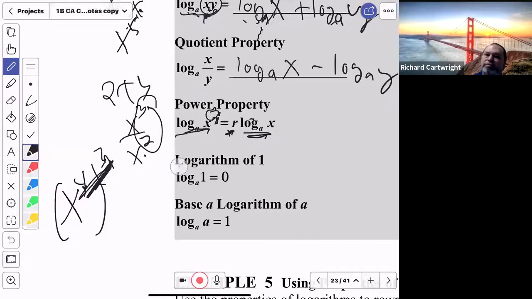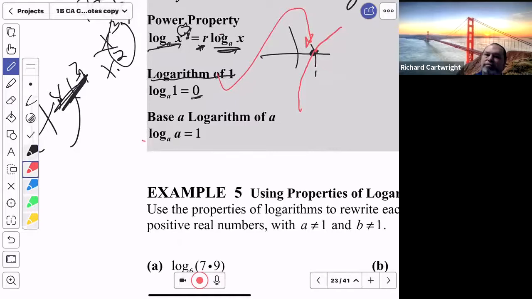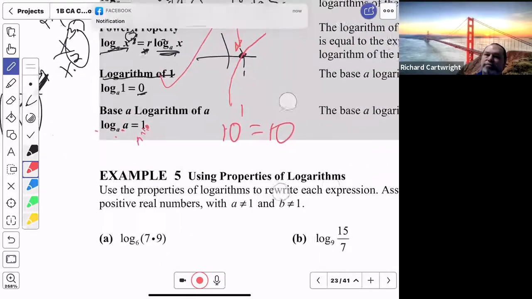We already talked about the log of 1 is always 0 because of the ordered pair, 1, 0. We've already talked about this property. That's what this means. We already talked about that the log base A of A is 1. We've talked about that. That meant 10 to the 1 equals 10. It's a property you can use.